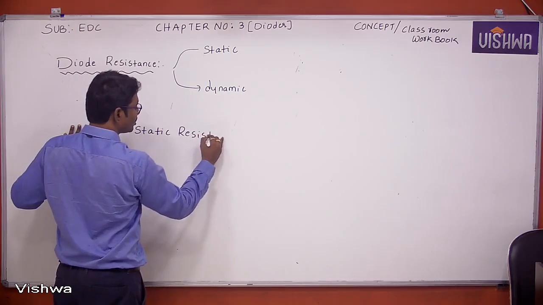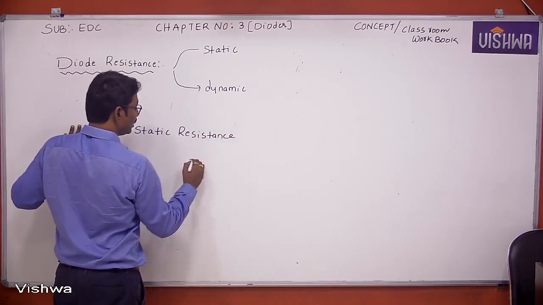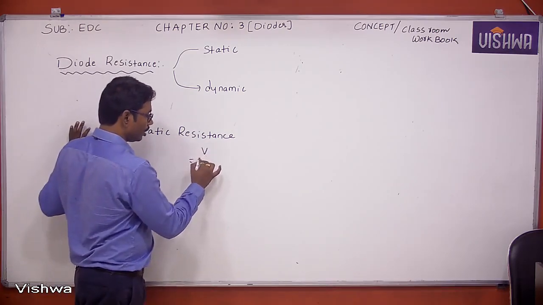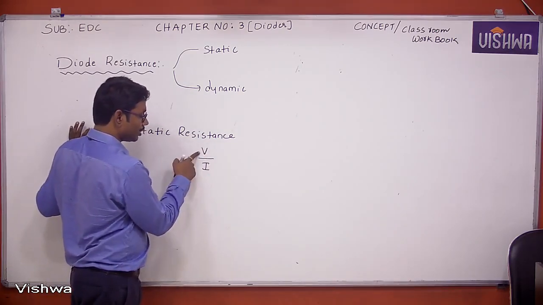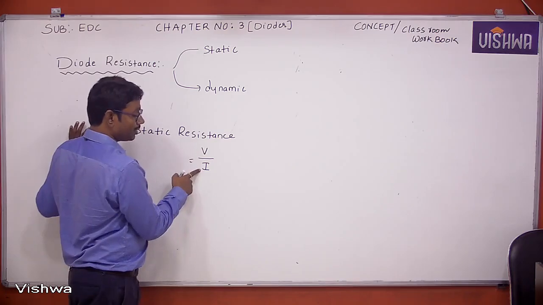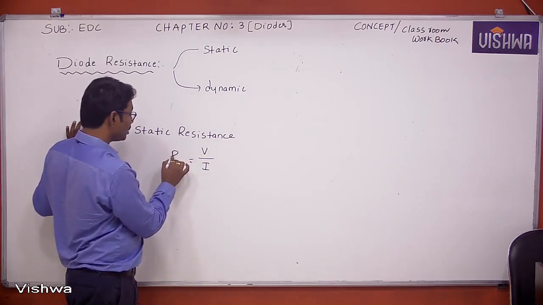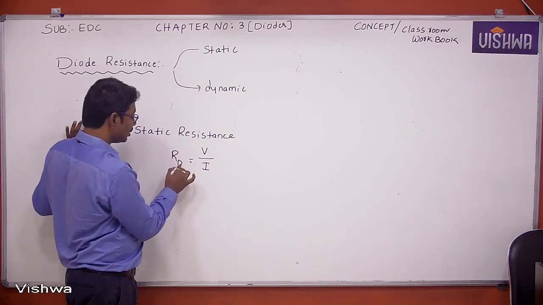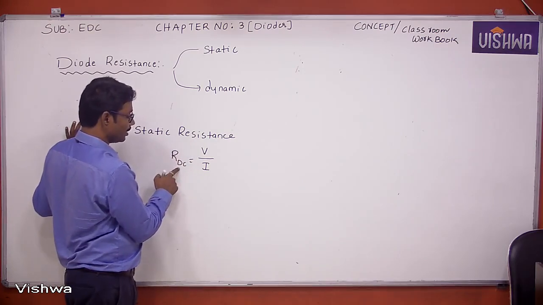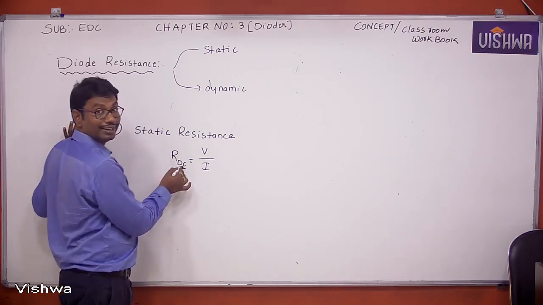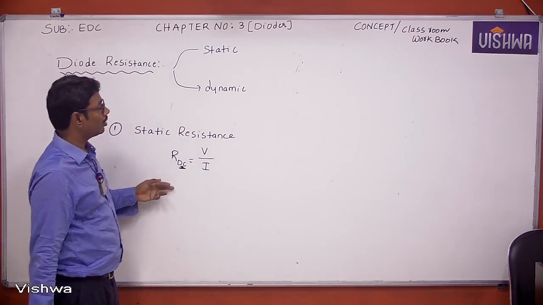Static resistance is nothing but the ratio of voltage across the diode to the current through the diode. What is voltage across the diode? V. And what is current through the diode actually? I. This is called static resistance. The static resistance is denoted with capital R DC. You know, this static resistance is calculated in the presence of a DC source. Write down this.